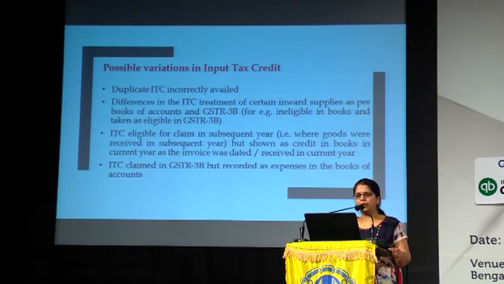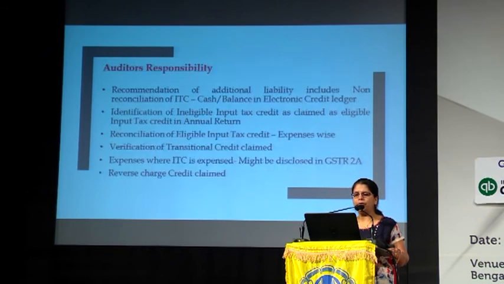ITC claimed in 3B but recorded as expenses in the books of accounts. There is a possibility you would have claimed it as a credit in your 3B, but it has already been expensed off in your financials. So these are the possible variations. We have to look into that. Now, what is the auditor's responsibility here? Tomorrow we will have detailed discussions on 9C, but just as a part of responsibility, we have to link this 9 with the 9C. What are the responsibilities we have? We have to recommend on additional liability, including non-reconciliation of ITC.